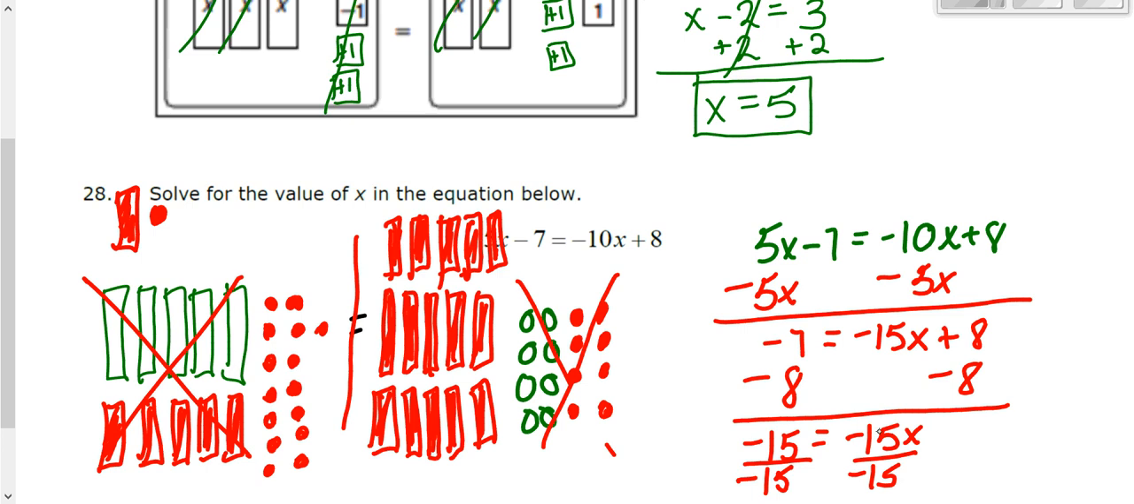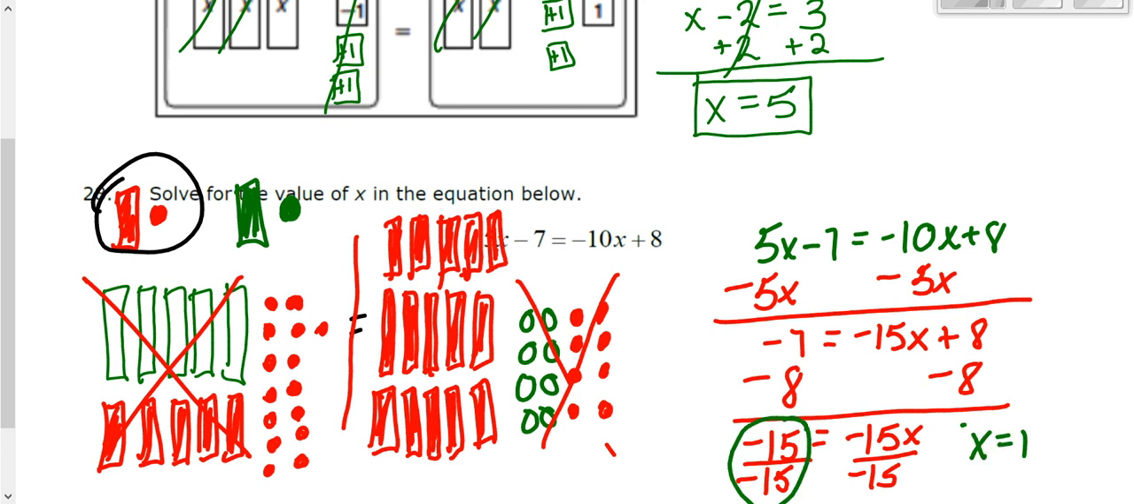So we know when I take a negative and divide by a negative that I actually end up with a positive. Or I also know whatever I do to one, I have to do to the other. So I could flip both of these over. If I flip both of them over, I'm left with x equals positive 1. So over here, negative 15 divided by negative 15 would be a positive 1. So x equals 1.